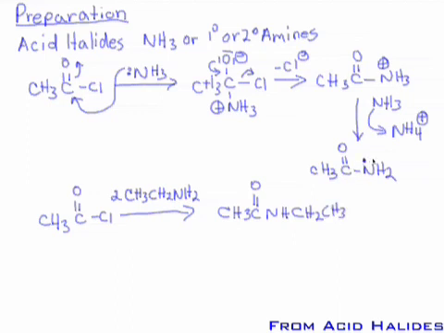Notice this lone pair on the nitrogen. Okay. In this case, our ethanamide now is N-ethyl ethanamide. And our salt is not ammonium, but it is an N-ethyl ammonium chloride. So there you have it.